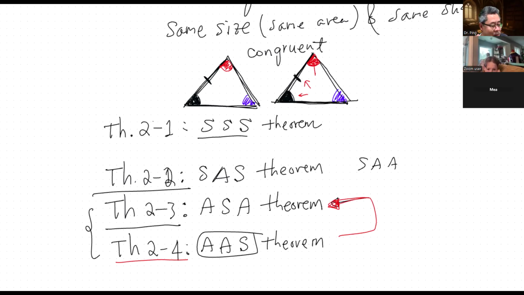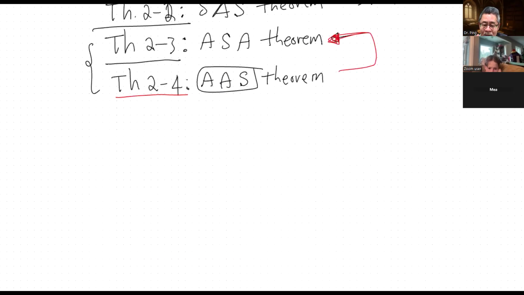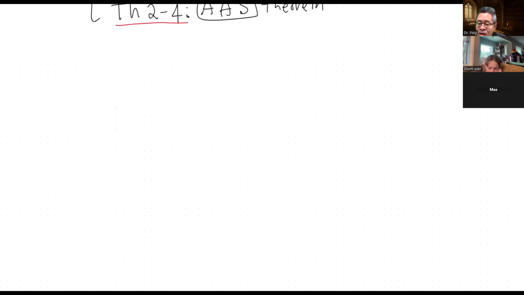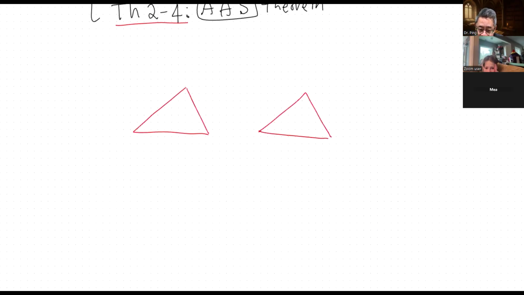Okay, now we're going to learn a little bit of convention notation, like what do we mean and what do we call things. There is a convention to it. When we talk about two congruent triangles, we have to make sure all the angles match and all the vertices match.